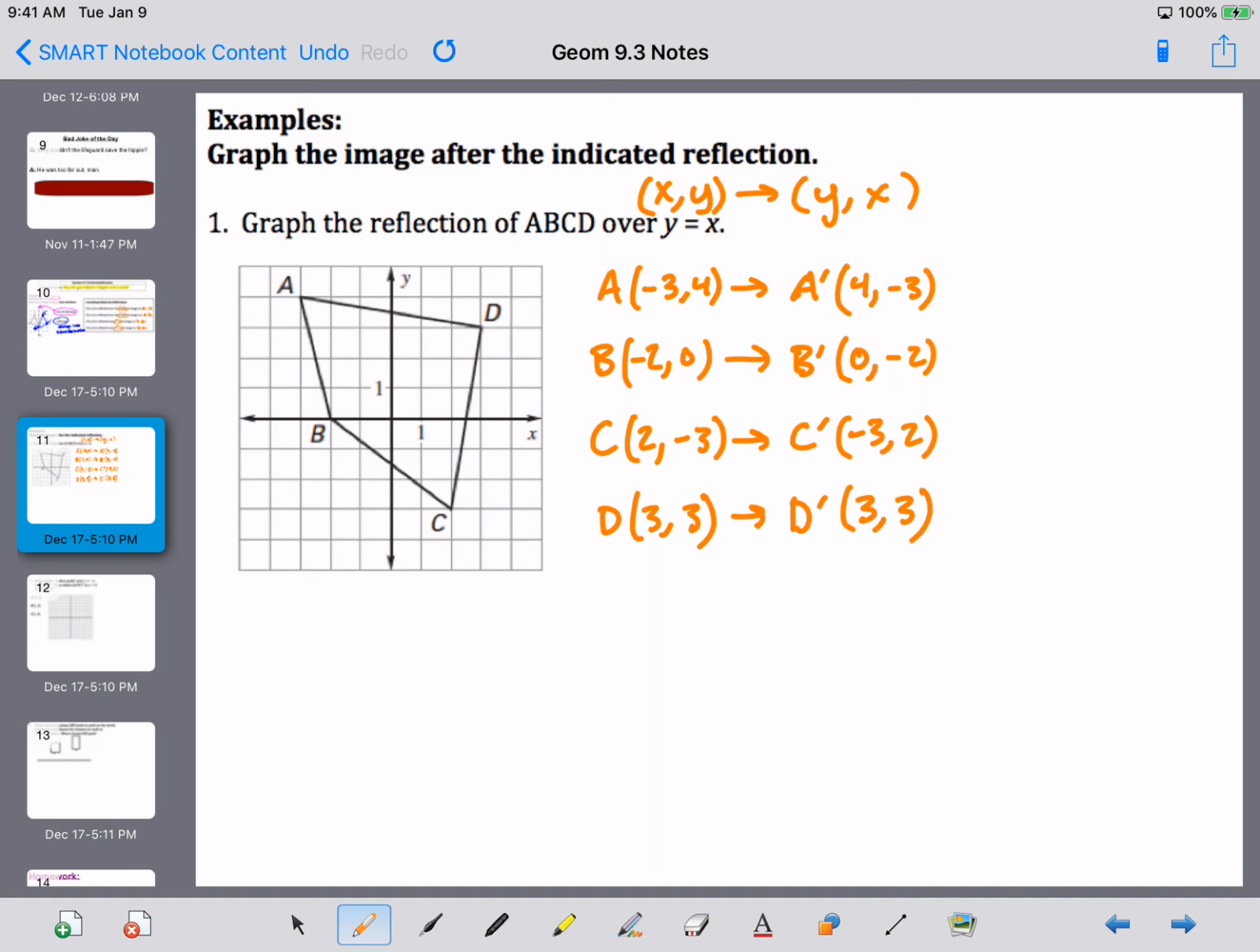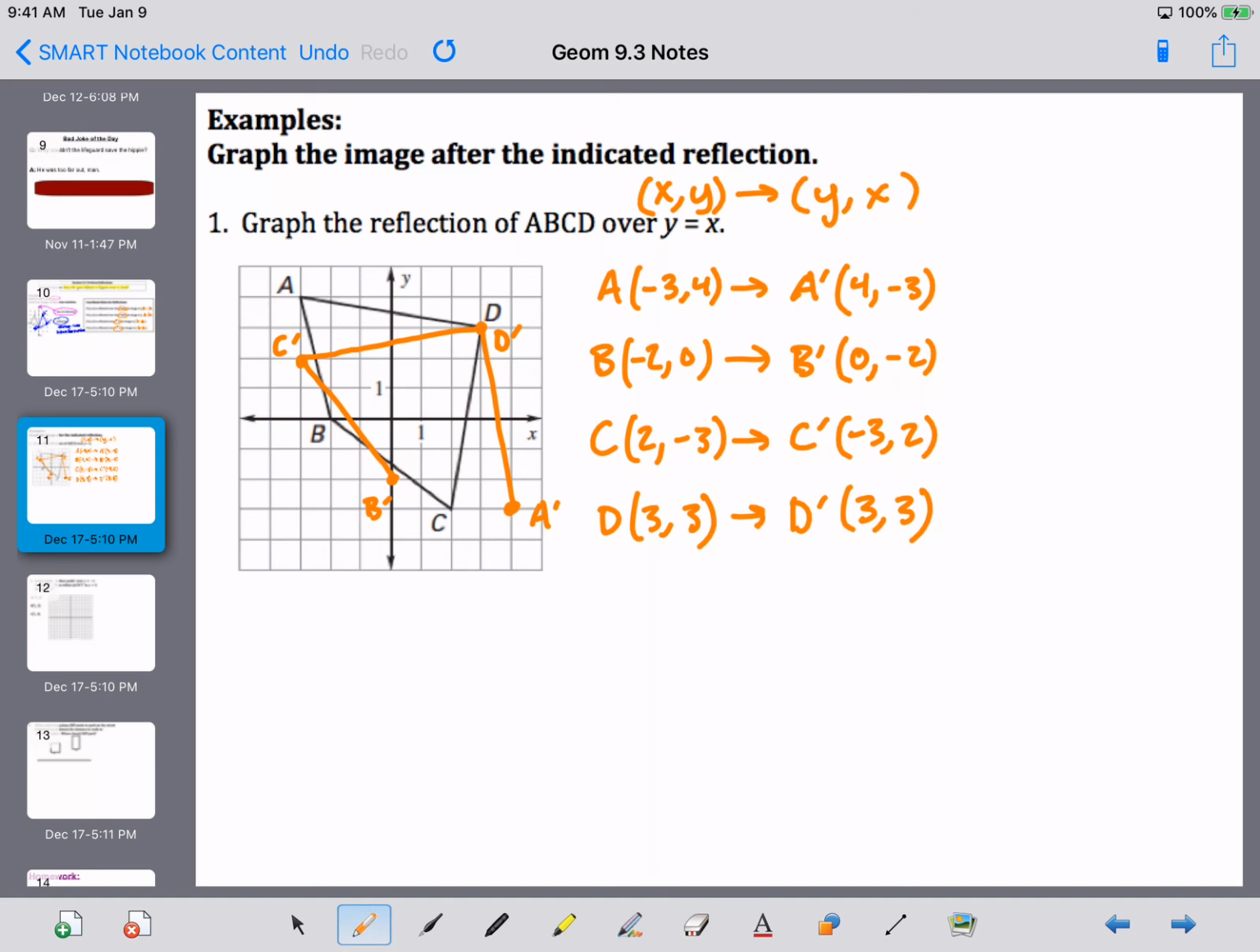So A prime is over 4 and down 3. So this would be A prime. B prime is over 0, down 2. There's B prime. C prime is left 3 and up 2. And then D prime stays in the same spot. So we're just going to put it right on top of itself. And then we just connect those dots. So we get the same shape. It's just in a different spot.